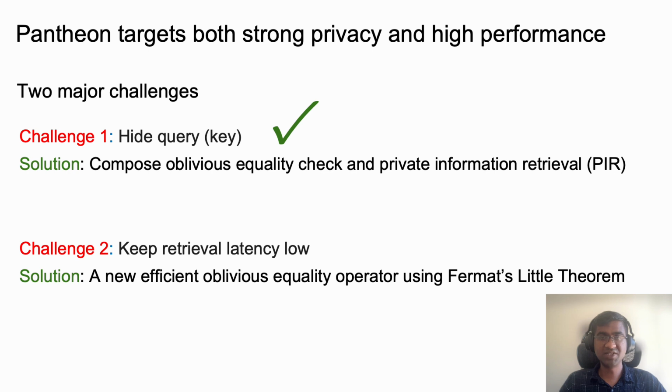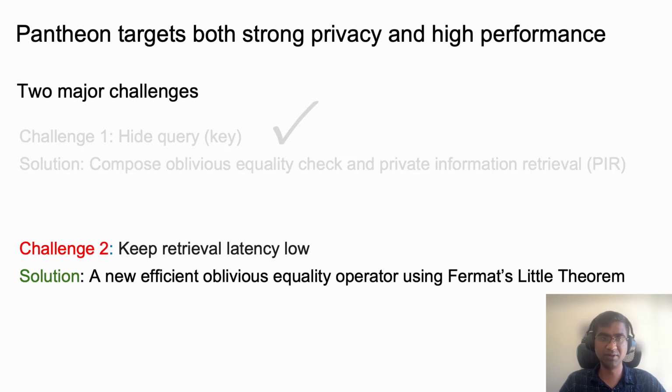Out of the two stages at the server, oblivious equality check takes more than 90% of the total time and thus is a performance bottleneck. Therefore, to obtain low latency, Pantheon adopts a new efficient equality operator using Fermat's Little theorem.